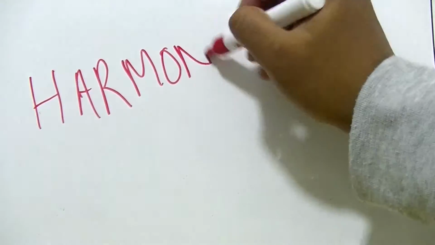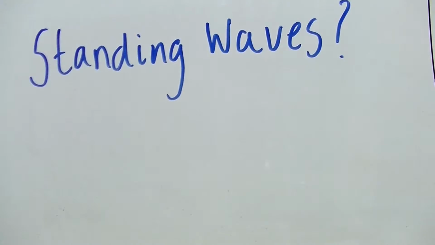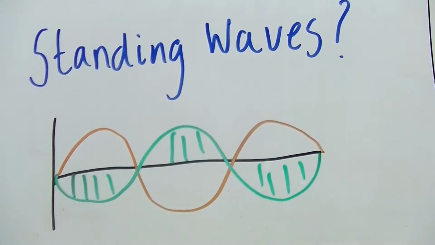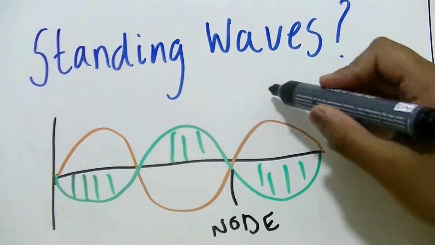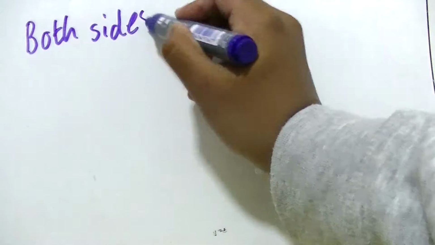Okay, so today we'll be looking at harmonics. A question is, how is a standing wave formed? A standing wave is produced when a wave reflects and the two displacements cancel each other out. Superposition occurs and nodes and antinodes form. A node is where there is no displacement and an antinode is where there is maximum displacement.